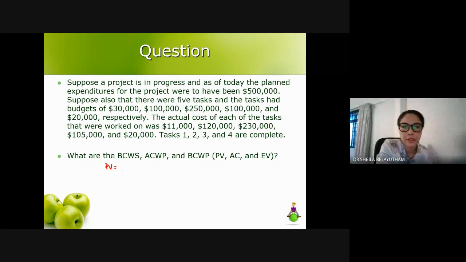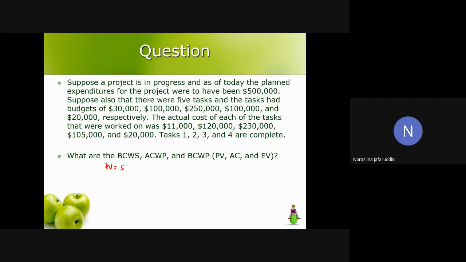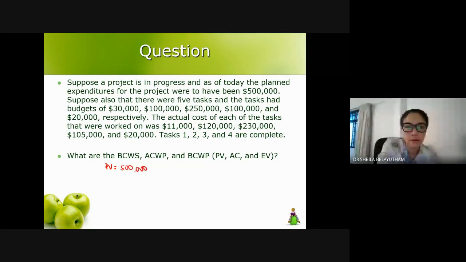Okay, so what would be the planned value for these activities? 500,000. Okay, so you can either see that here. The planned expenditure was to have been 500,000, or you can add up 30 plus 100 plus 250 plus 100 plus 20, which should also get you 500,000 planned value.